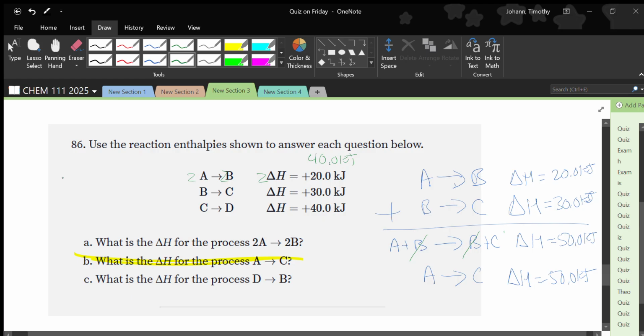But the reason why it works is because I could take A to B and I could take A to B and add them together and I'd get 2A to 2B, right? And then I would also be adding up my enthalpy changes, which would be 20 kilojoules and 20 kilojoules to make 40 kilojoules. Does that make sense?